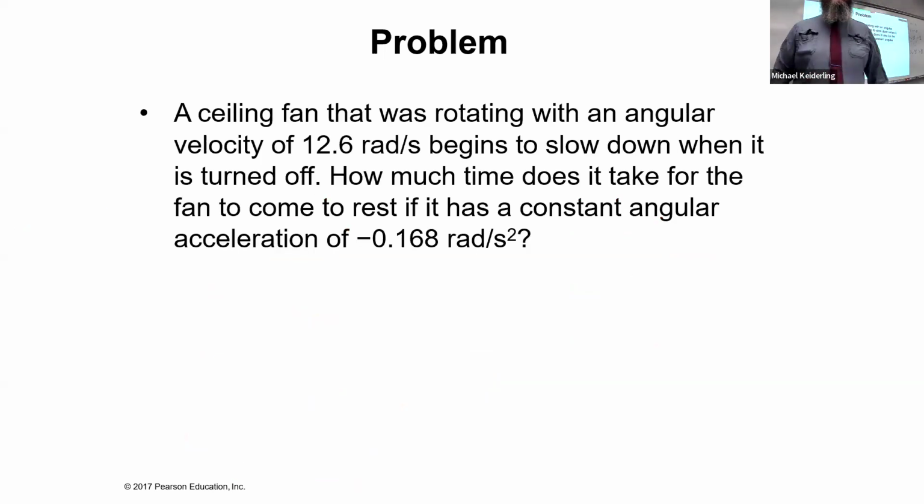So a ceiling fan that was rotating with an angular velocity of 12.6 radians per second begins to slow down when it's turned off. How much time does it take for the fan to come to rest if it has a constant angular acceleration of minus 0.168 radians per second squared?